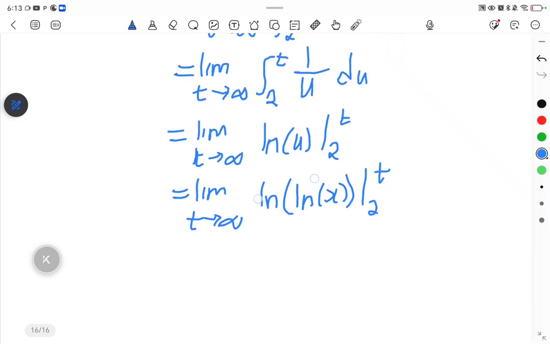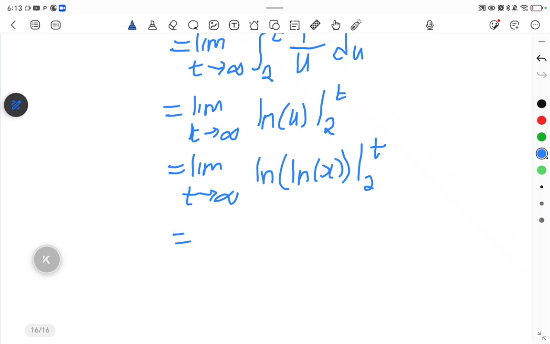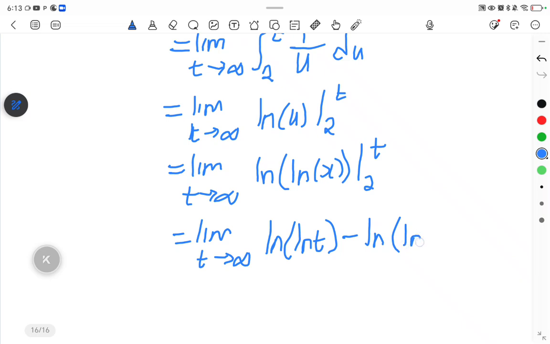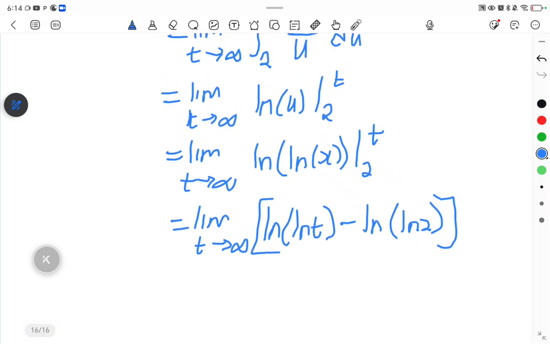You see right? Then I come inside and now I plug this in. This will be ln of ln t minus ln of ln 2. I put those brackets, right? And then, if I check, ln of infinity will give us infinity. So this will be infinite. The solution here will be infinite.